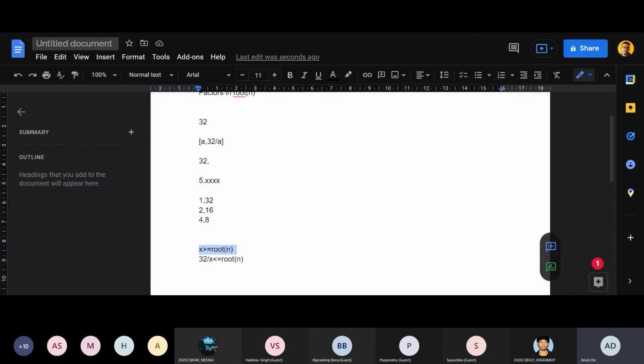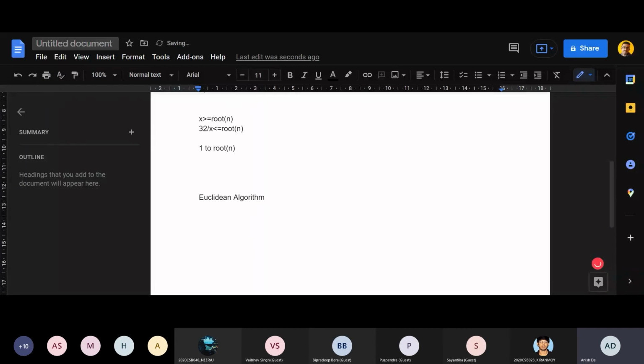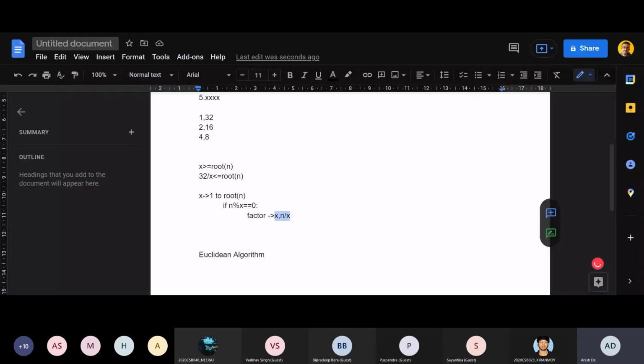Okay, so we need to check every number from 1 to root n, and if x is a factor of n, that is if n mod x is 0, then x is a factor of n. So the two factors are x and n by x. These two are the factors. Like this we can find the factors of a number in root of n. Okay, so is this clear?